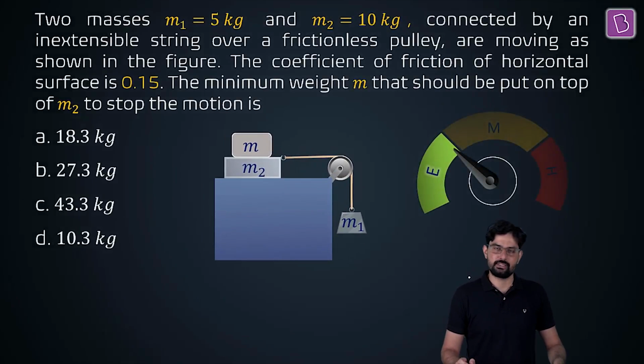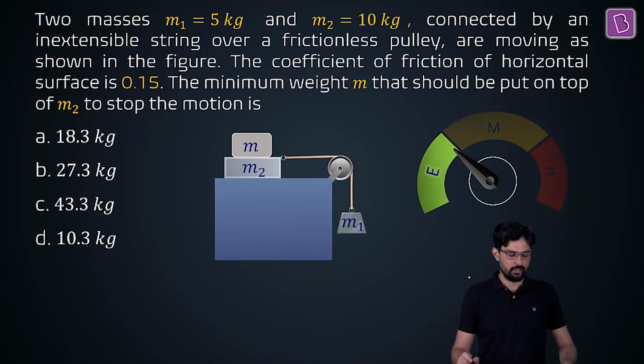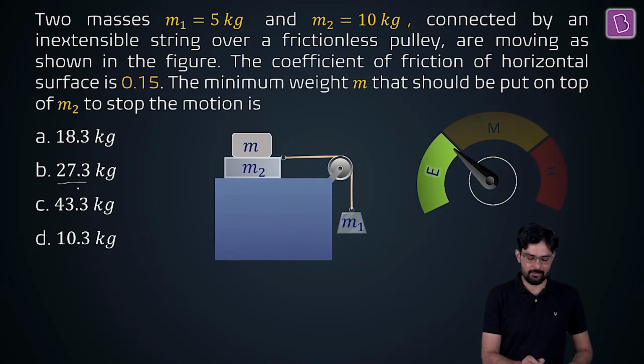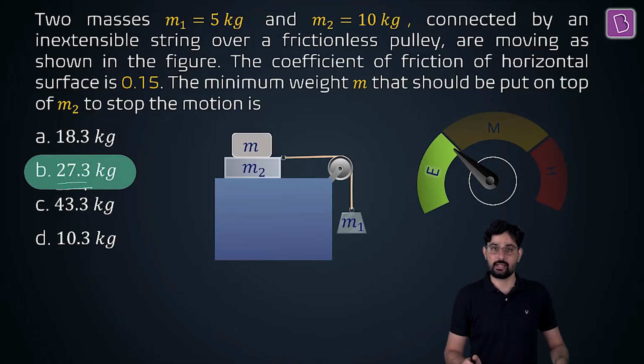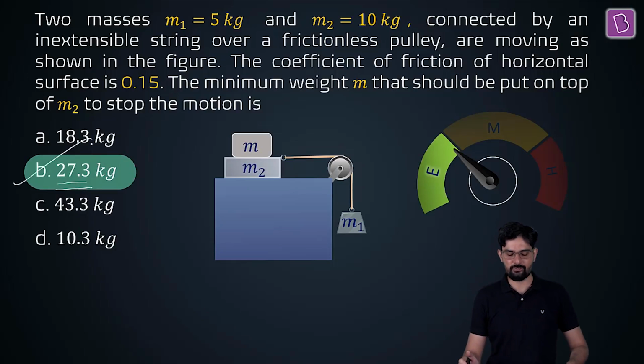Now look at the options. Can you see that the closest call is 27.3 kg, right? And therefore option B is the right answer. So we can take option B as the right one for this conceptual problem.